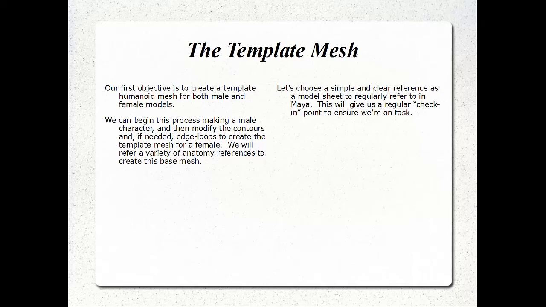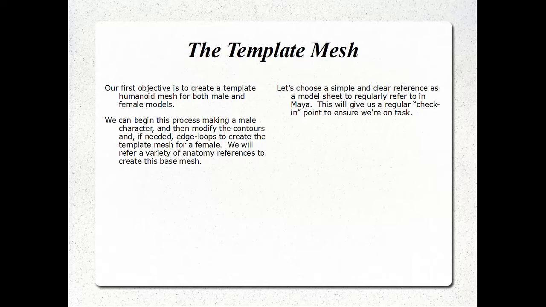The next objective is to create the template mesh. So our first objective in Maya is to create a template humanoid mesh for both male and female models. The purpose of the template is to become a primitive that we can import each time we need a humanoid, so that we don't have to start at the beginning every time we have to create a character.